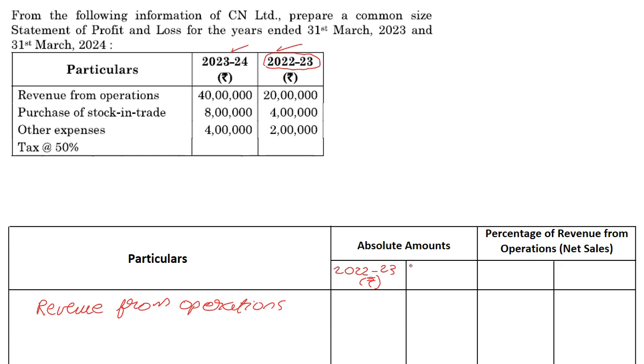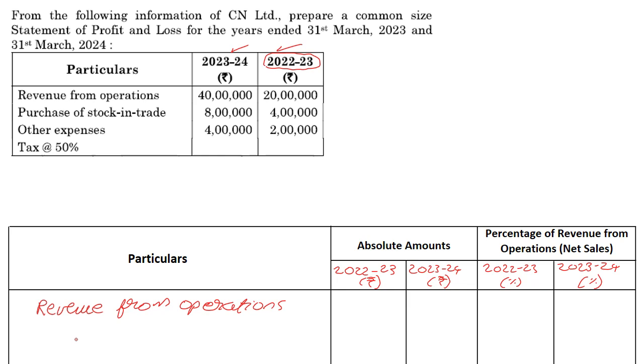Then 2022-23 in rupees, then 2023-24 in rupees, then again 2022-23 in percentage, 2023-24 in percentage. First I'm just going to put down all the numbers that are there in the table, and then I will look at everything else.